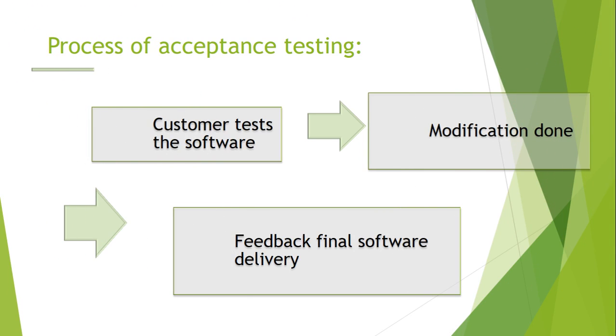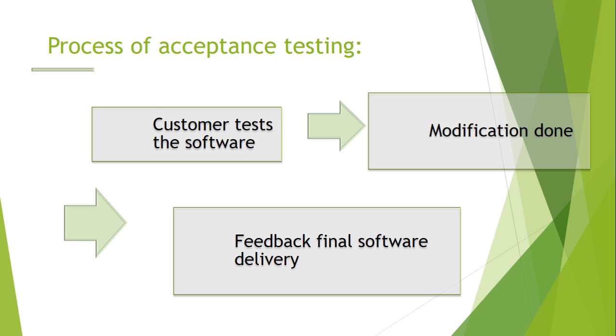Here we see the process of acceptance testing. It is about how this process goes on and how it completes the job. At first, the customer tests the software, which means the customer sees the software and checks whether all their requirements are in it or not. Then, in the next part, modification is done. In the second part, the customer checks whether the modification was done or not.